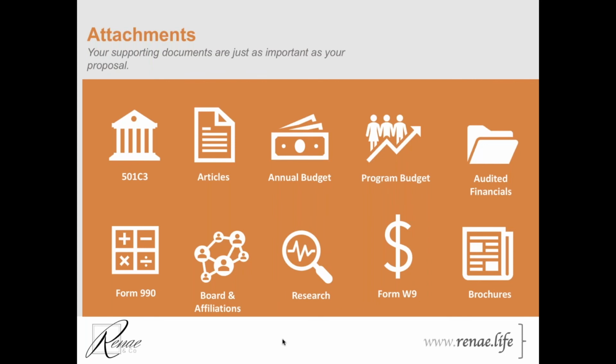As a new organization, you may not have audited financials. Include a statement saying that you are a new organization and you do not have audited financials, but you plan to get them within the next 3 to 5 years. Your Form 990, that is your tax form that's done every year. Board of directors, they may ask for a list of the board of directors, and some funders may also want to know who your board of directors are affiliated with. And what that means is what are their occupations or what organizations are they affiliated with.